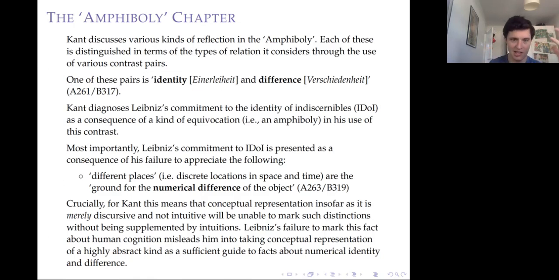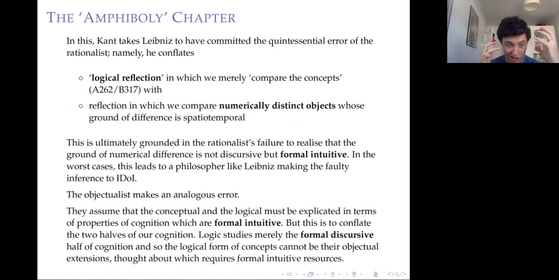Leibniz's failure to distinguish this means that he takes what Kant conspicuously calls logical reflection, which looks like it compares just aspects of the discursive half of our representational capacities, as though it can give us insight into something that requires the representational resources of the formal intuitive aspect of our cognition. And I think the objectualist clearly makes a similar mistake, which is that they think that when Kant's talking about the conceptual and the logical, we have to explicate what they mean by this in terms of the formal intuitive properties of cognition. And this just looks like it can't be the right approach.